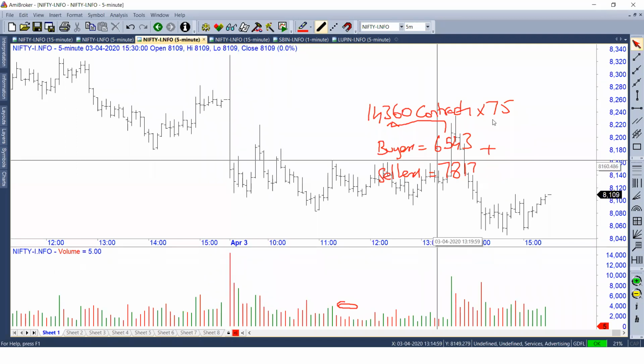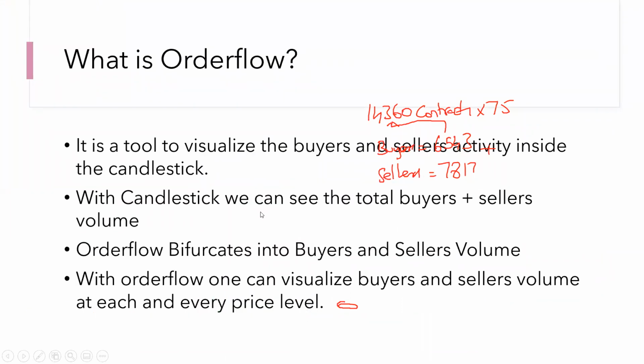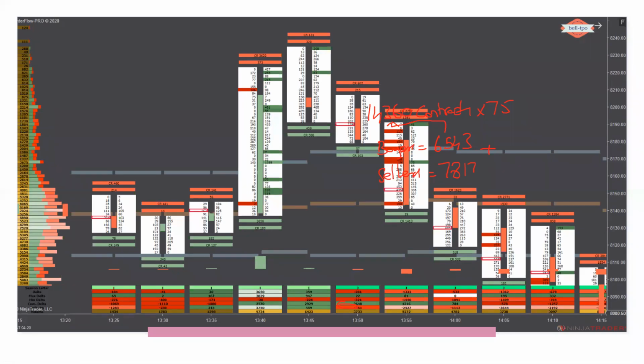What helps traders here is that order flow helps traders bifurcate the buyers and sellers activity.